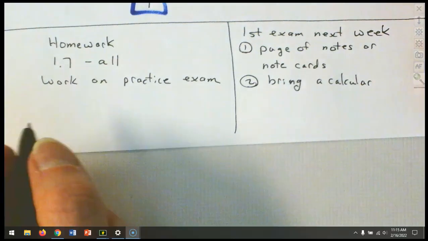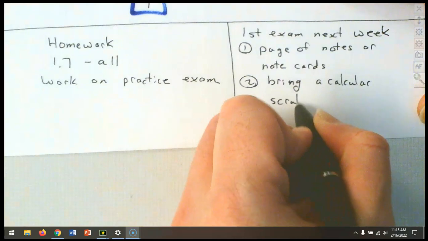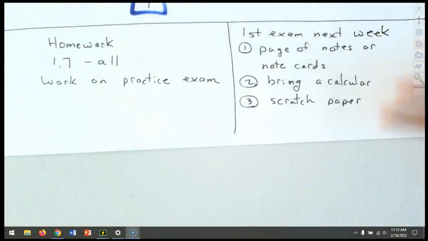So you can have a page of notes front and back. You can have a calculator. And you'll also want to bring some scratch paper. So if you want to bring in some lined notebook paper, you can use lined notebook paper. You can use typing paper, it doesn't matter. But those are the three things you can have. Page of notes or note cards, a calculator, and some scratch paper.